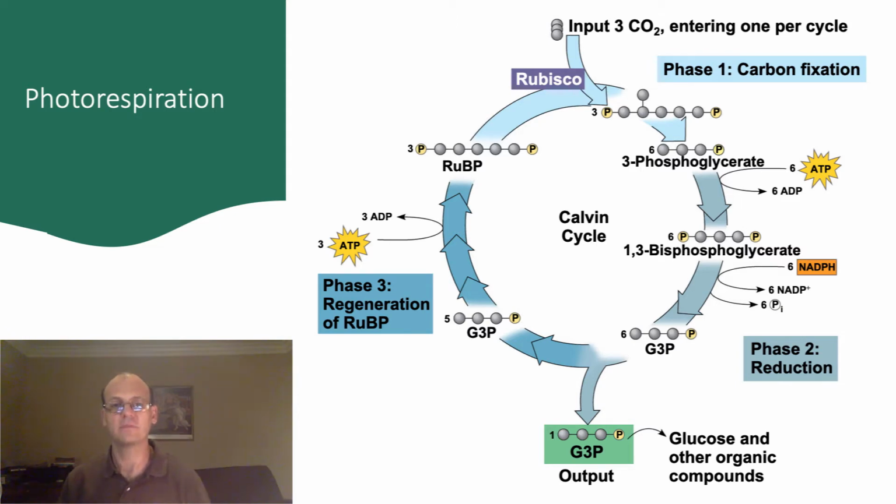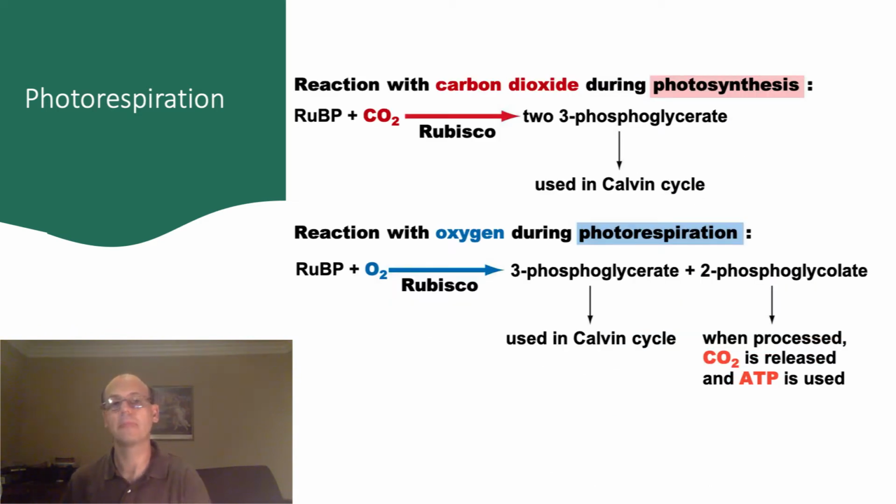Now, under ideal circumstances, Rubisco binds carbon dioxide to bond it to the RuBP. However, if there's a lot of oxygen present, Rubisco will bind to the oxygen instead of the carbon dioxide. This process of Rubisco binding oxygen starts a process called photorespiration. So again, under normal conditions, Rubisco binds carbon dioxide to RuBP to form 3-phosphoglycerate, which is used in the Calvin cycle. When there's a lot of oxygen, however, photorespiration may happen.